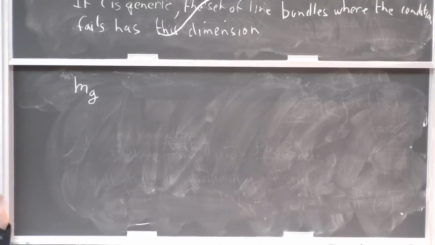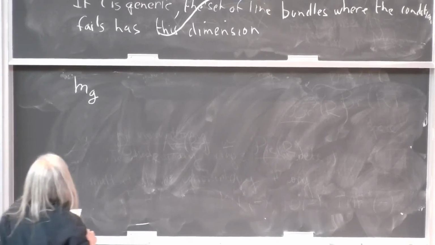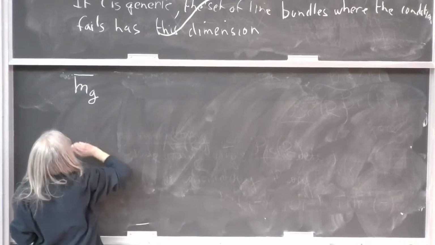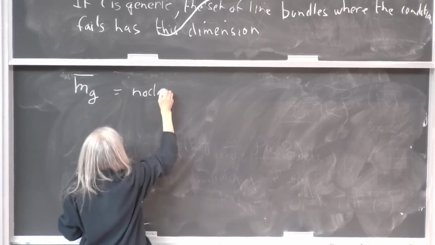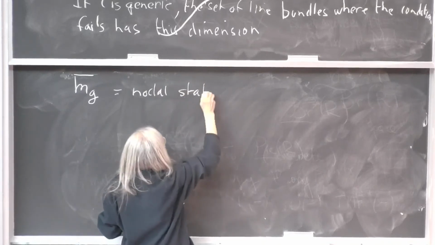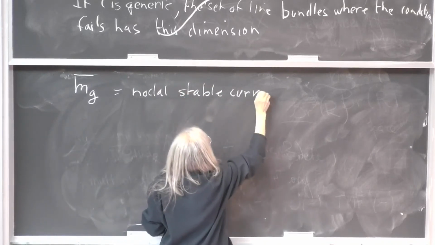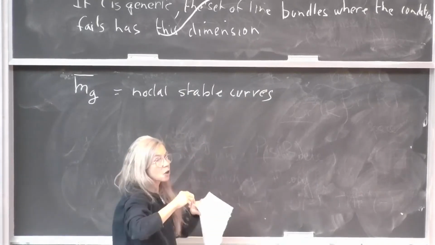You just take the non-singular curves and you add nodal curves, so curves which have only nodes as singularities. And that compactification is called M_g bar. So these are nodal stable curves. And stable means just not too many automorphisms.